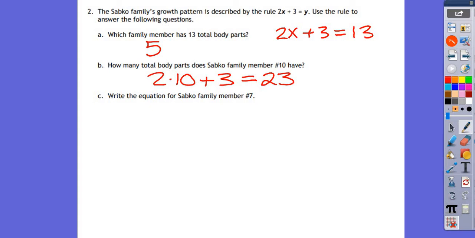C says write the equation for the 7th member. Am I plugging 7 in for X or Y? X. So 2 times 7 plus 3, what does that equal? 17.